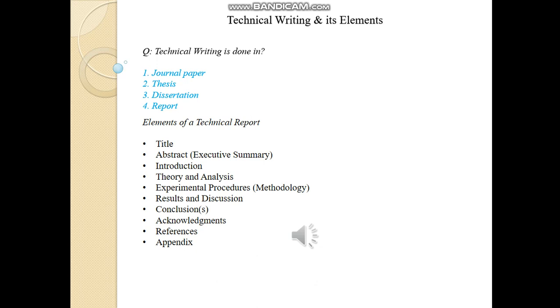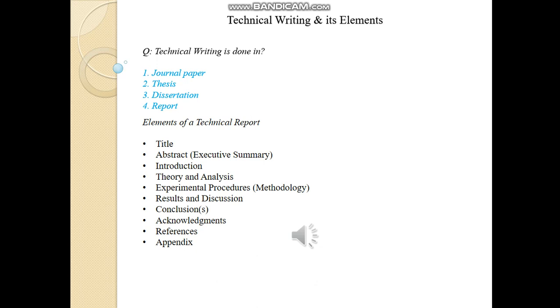The next element that you will have to include in your technical report is known as acknowledgements. So in the research that you have done or the experimentation that you have done, if an organization or an individual has helped you technically or through funding, you will have to acknowledge them in your technical report. The next element that you will have to include in your technical report is known as references.